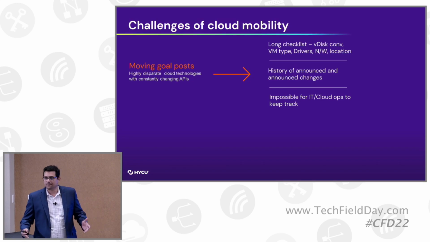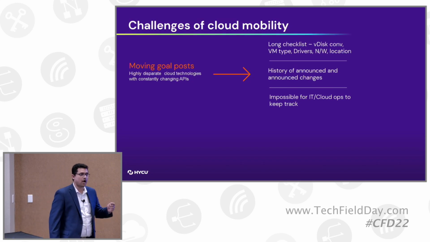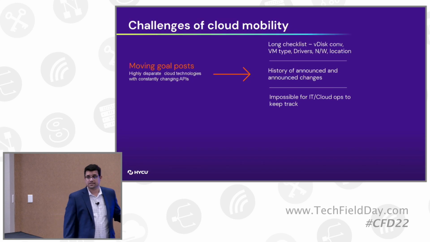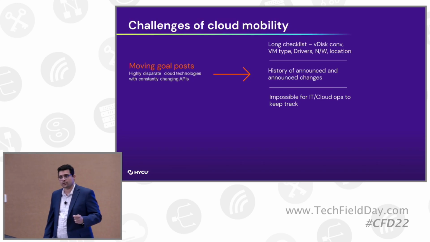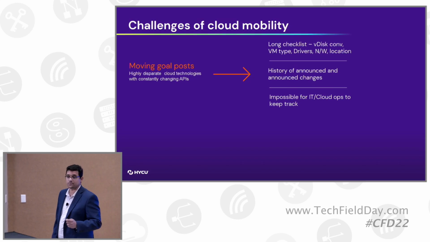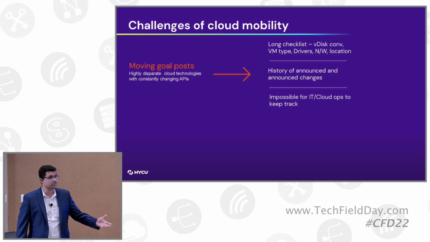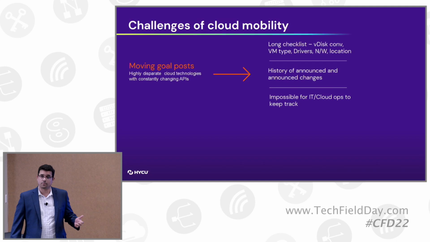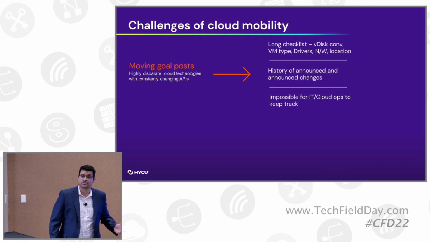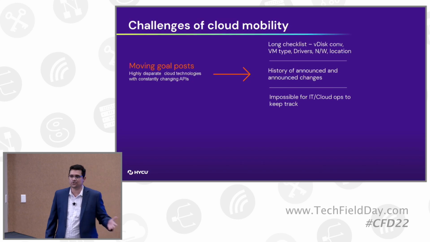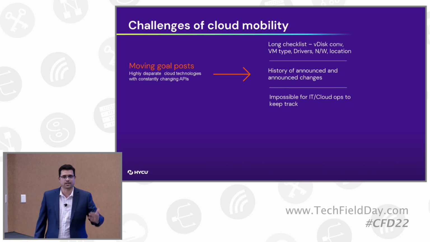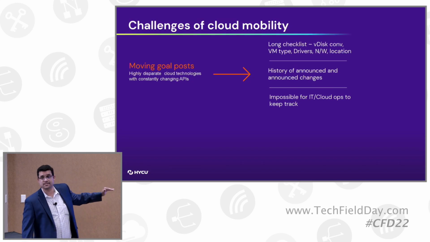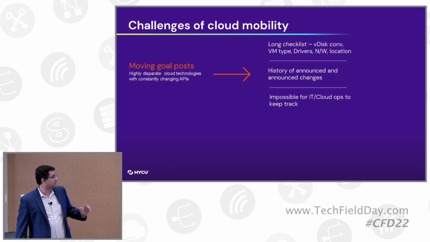You have a different set of API calls and CLIs to ensure how you go about converting your vDisks, how do you go about converting your VM types, how do you go about specifying the network settings, how do you go about specifying the driver injection at the source or at the destination, how do you go about specifying the location, how do you go about specifying permissions. The list keeps going on and on. I know this because I've been dealing with customers day in and day out, but you cannot expect an IT ops or a cloud ops guy to remember all of these steps, right? So that's the first challenge.